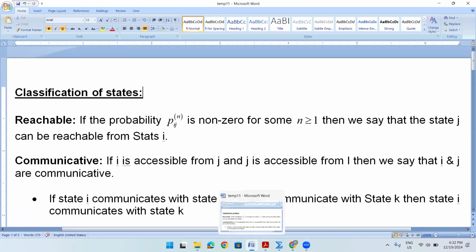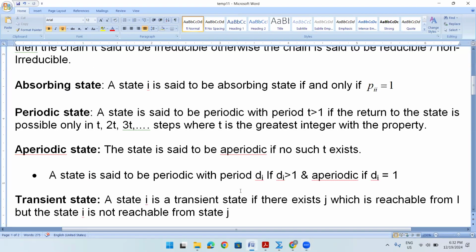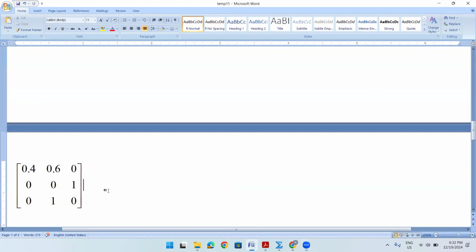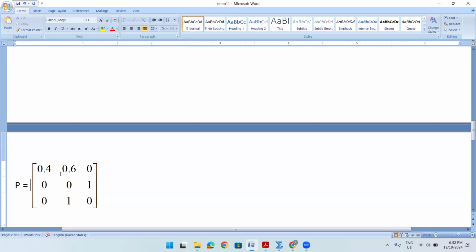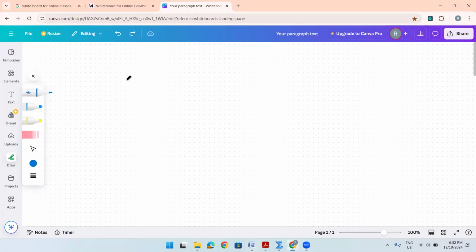So, for example, if we take an example of this one, this is a TPM. Suppose P is equal to this TPM: 0.4, 0.6, 0, 0, 1, 0. Here in this case, we can write P as a matrix, and we write the states 0, 1, 2 like this, and here also 0, 1, 2.